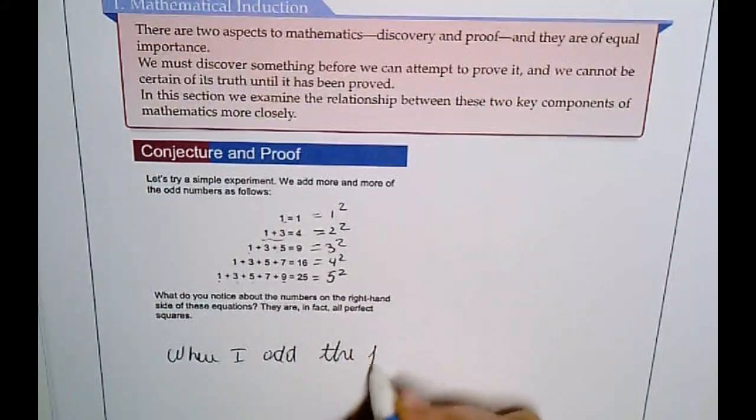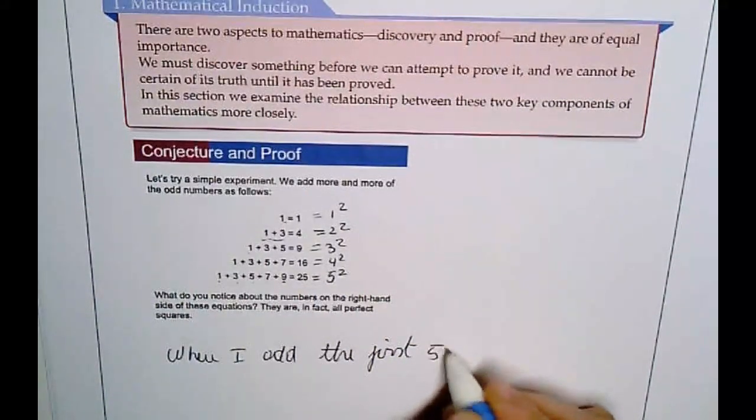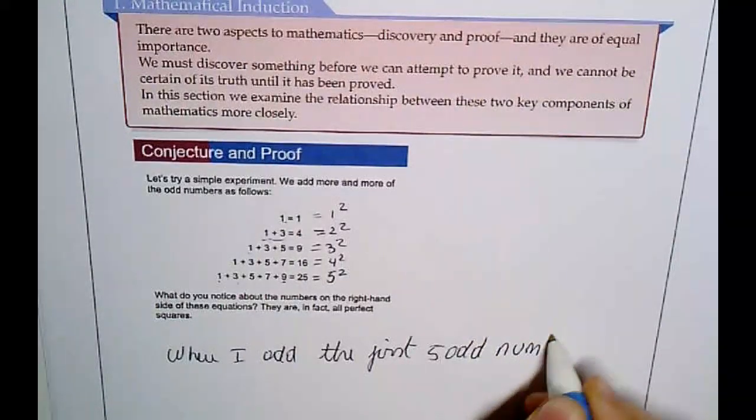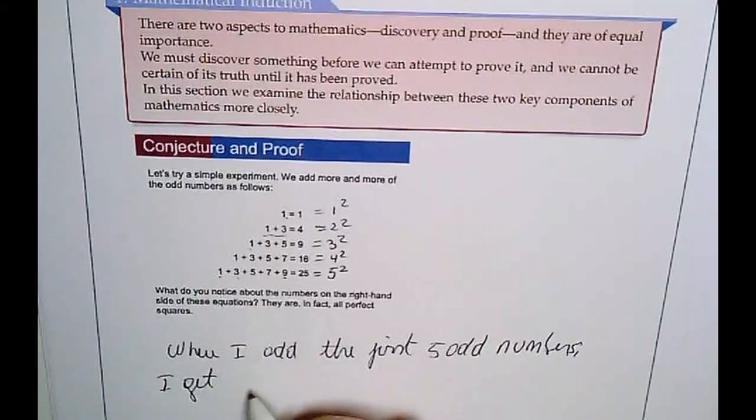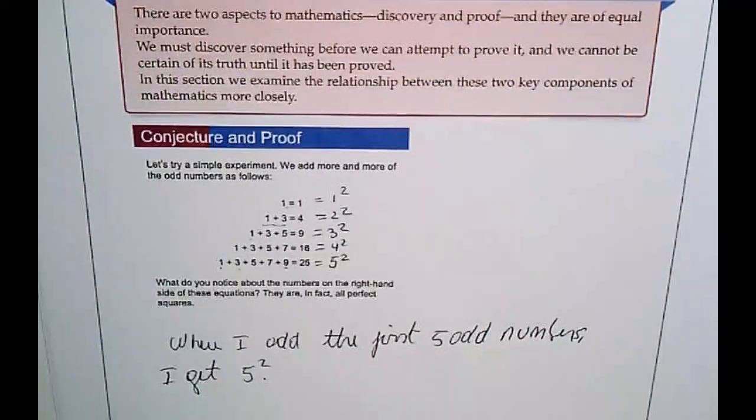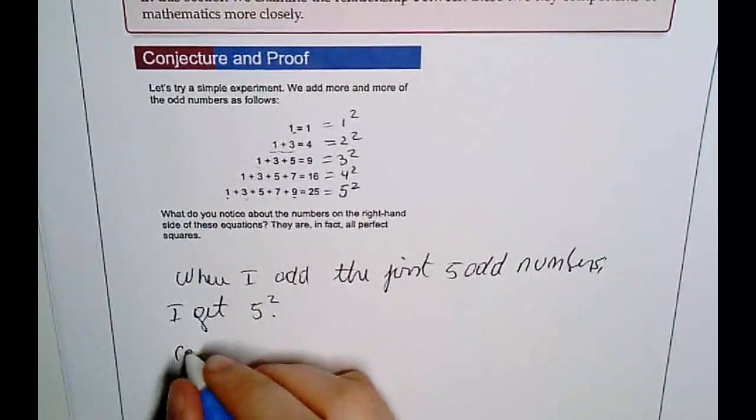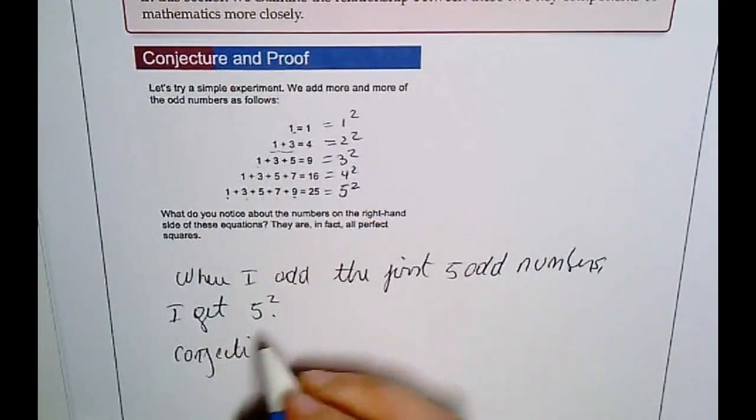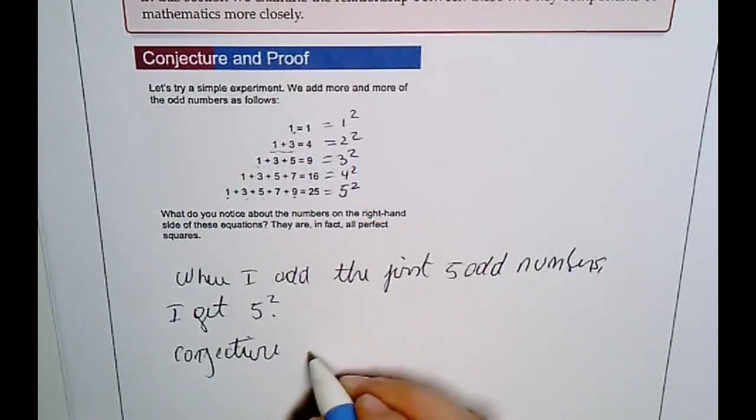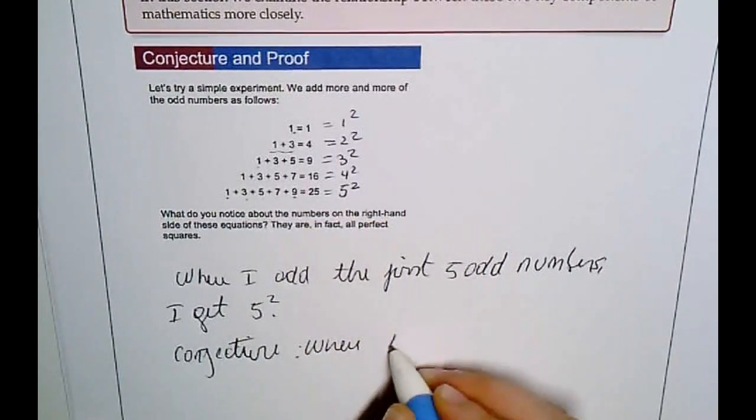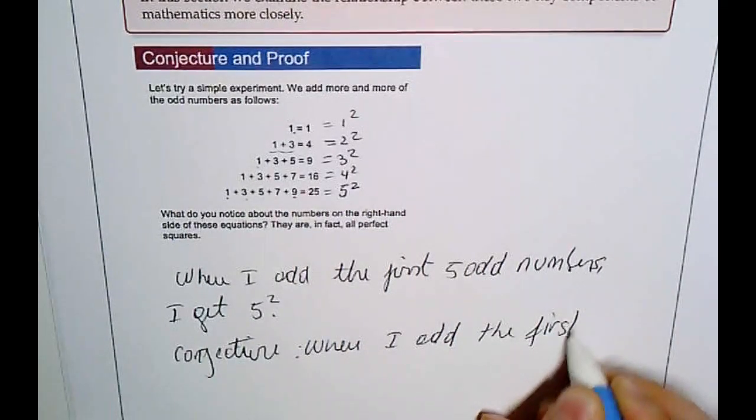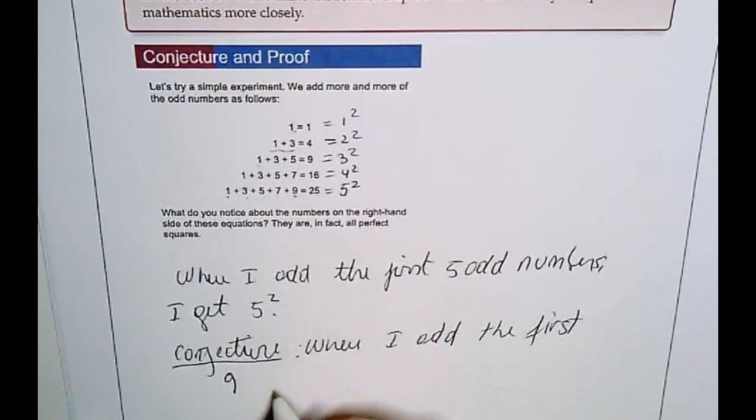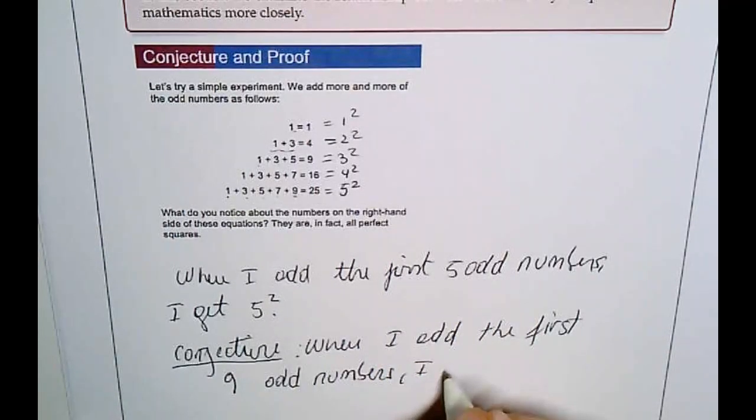When I add the first 5 odd numbers, I get that the result is 5 squared. So I can make a conjecture: when I add the first n odd numbers, I get n squared.